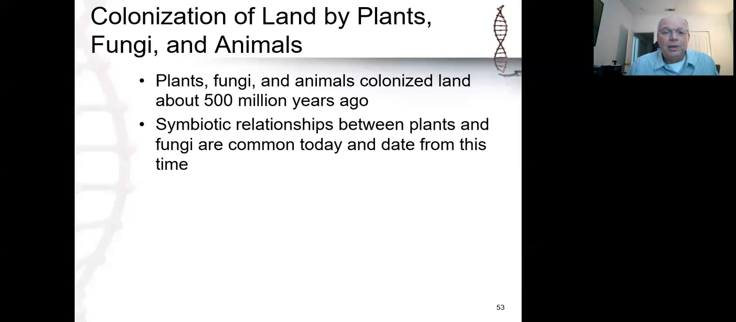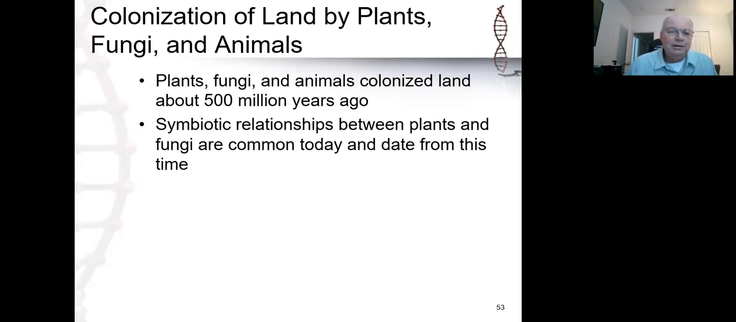And so while they may have been able to survive out of water temporarily, they would have to return to water. But once the plants and fungi colonize dry land, then there's now an opportunity for animals in the form of arthropods to start colonizing land because there are habitats and food sources for them to take advantage of. And so the early evidence of animals on dry land is in the form of arthropods, and most notably in the form of insects.